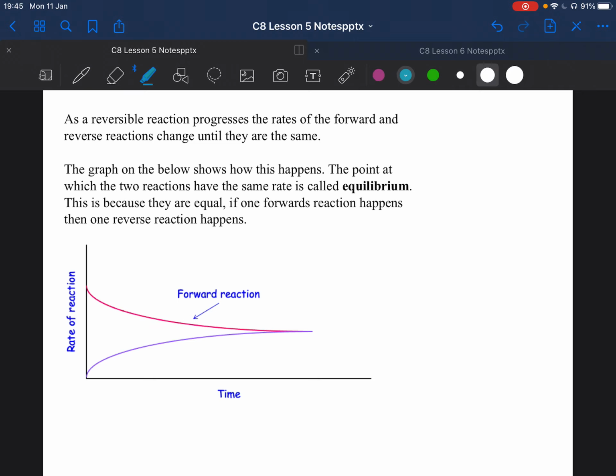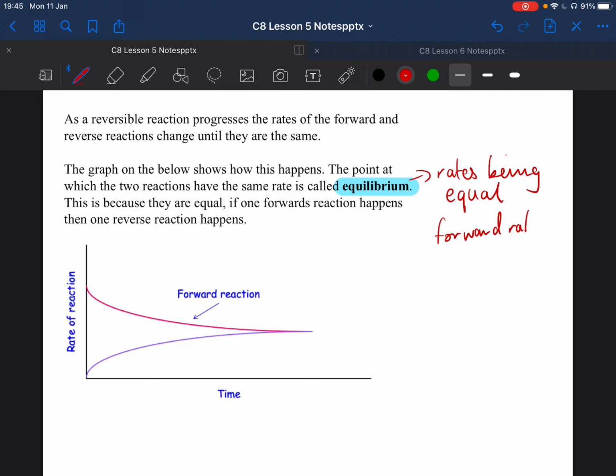The key word that you need to know about is equilibrium. When we're talking about the equilibrium, we're talking about the rates being equal. What that means is if you have your forward rate, it is exactly equal to your reverse rate.